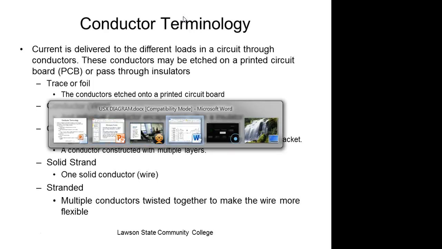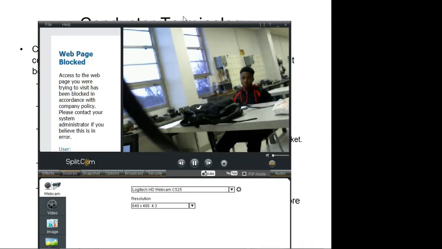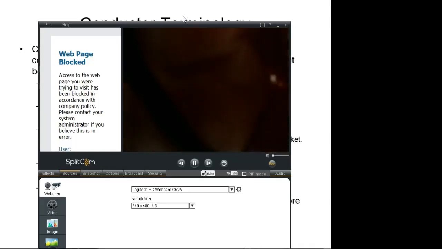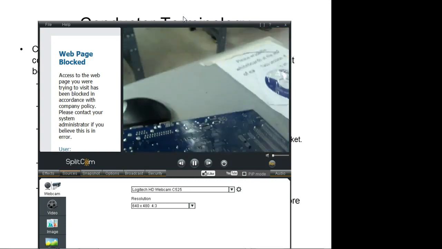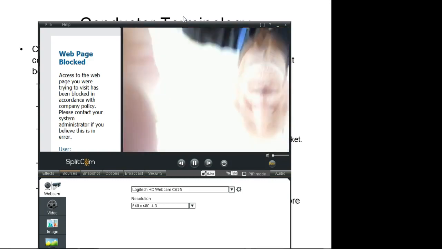So originally, if you looked inside a computer, you'd see all types of gold plating inside that thing, but now you don't see much of it.